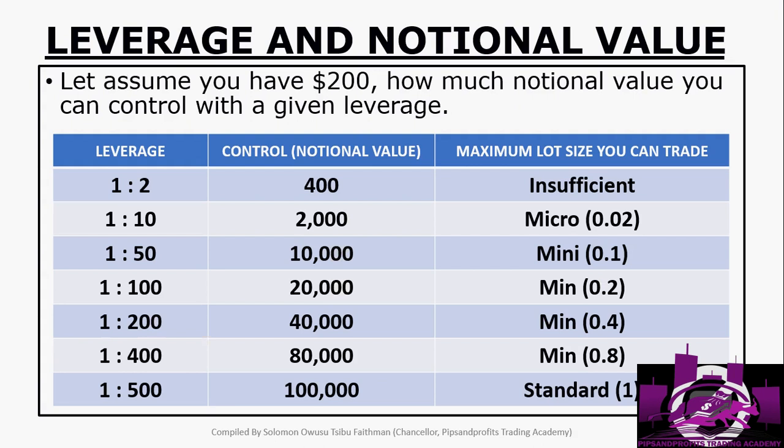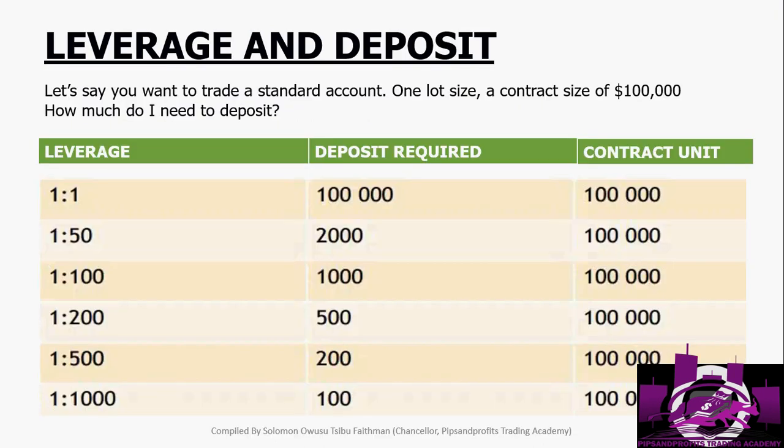And when I'm given 1:500, with my $200, I'm going to be able to control 100,000, which is just 1 standard lot. Okay, so that is leverage and then notional value. And we came to this slide, and then we said that assuming you also want to trade 1 standard lot, how much are you supposed to deposit?